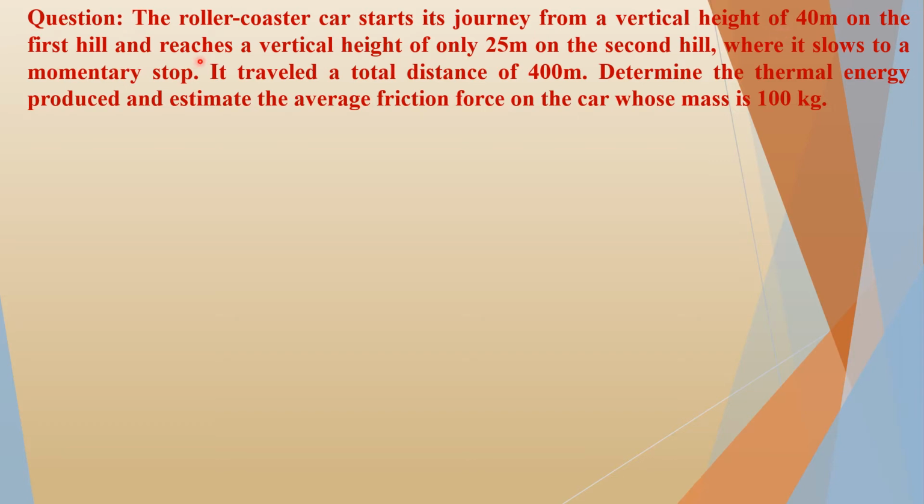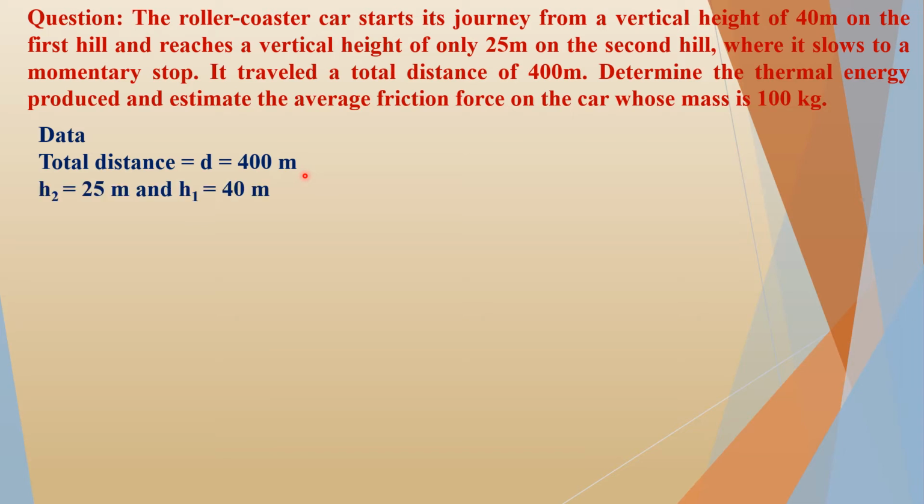Question: The roller coaster car starts its journey from a vertical height of 40 meters on the first hill and reaches a vertical height of only 25 meters on the second hill, where it slows to a momentary stop. It traveled a total distance of 400 meters. Determine the thermal energy produced and estimate the average friction force on the car whose mass is 100 kg. Data: Total distance d is equal to 400 meters, height h2 is equal to 25 meters, height h1 is equal to 40 meters, and mass is equal to 100 kg.